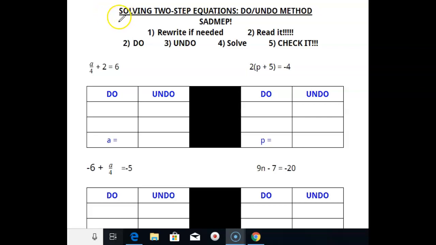All right, we have come to the end. This is our last lesson, and it's two-step equations. Two-step equations with the do-undo method. This is why I wanted you to understand the do-undo method for one-step equations, because we're going to use it in this method.